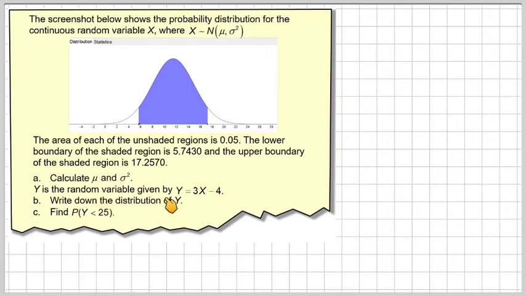Y is the random variable given by y is equal to 3x minus 4. Write down the distribution of y and find the probability that y is less than 25.